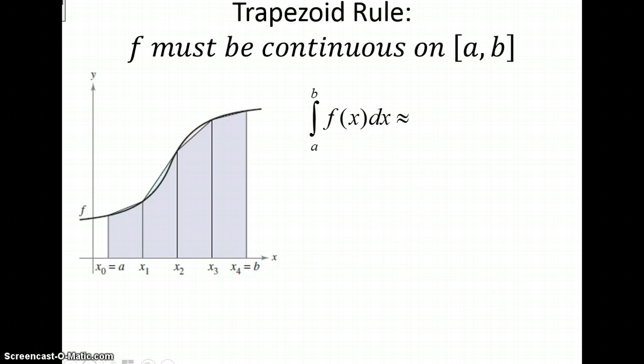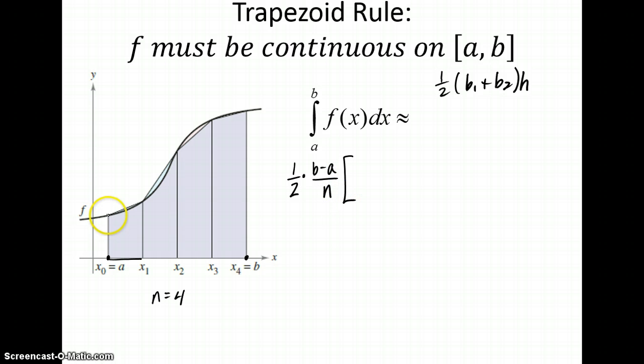Okay, so for the trapezoid rule, as with any definite integral, the function must be continuous on the closed interval. Let's think about what this says. The definite integral between a and b can be approximated using the area of a trapezoid, area formula 1/2. Now think about the height. For this example we're using 1, 2, 3, 4 trapezoids, so n is equal to 4. The width of each trapezoid, what we would replace the h with in the geometric formula, would be b minus a over n.